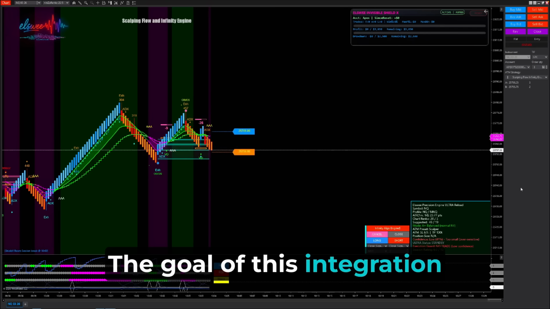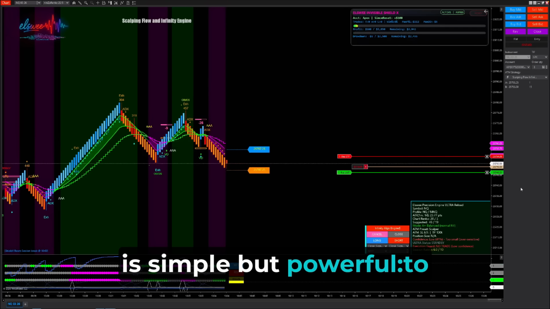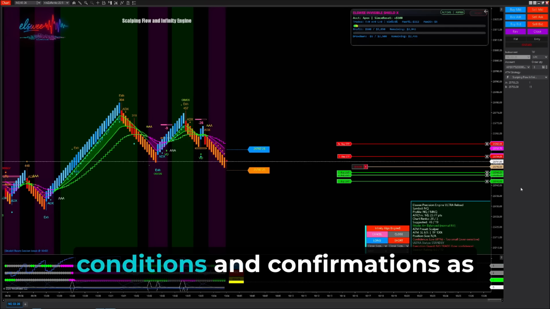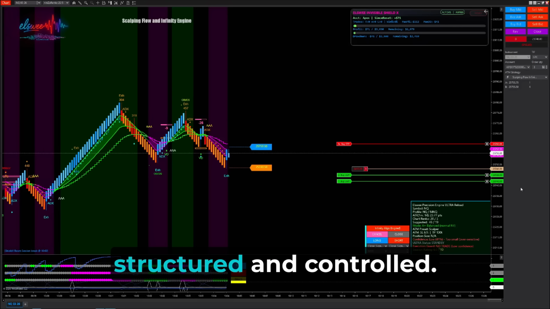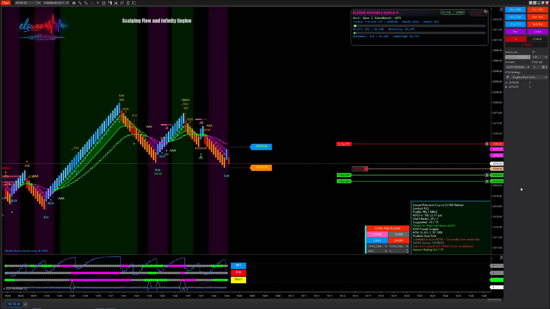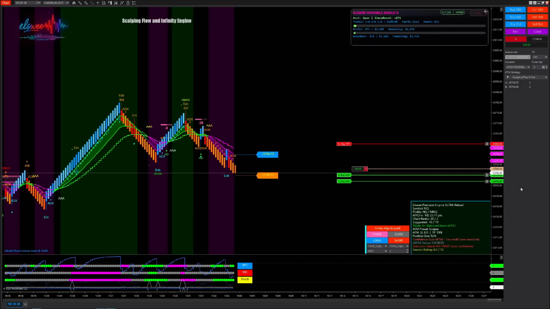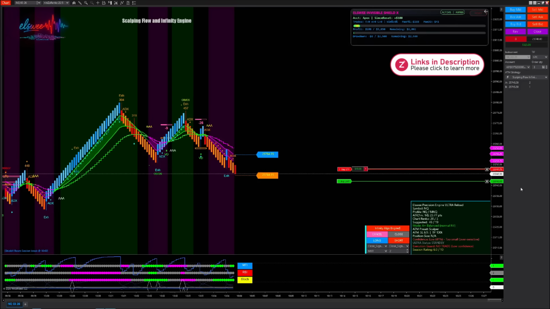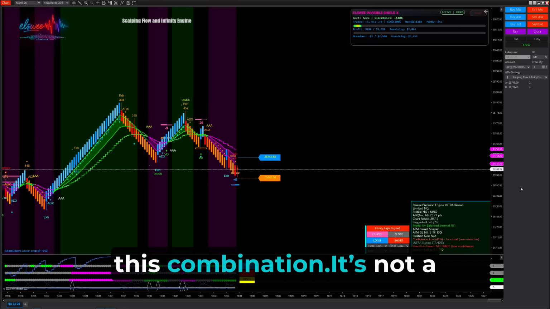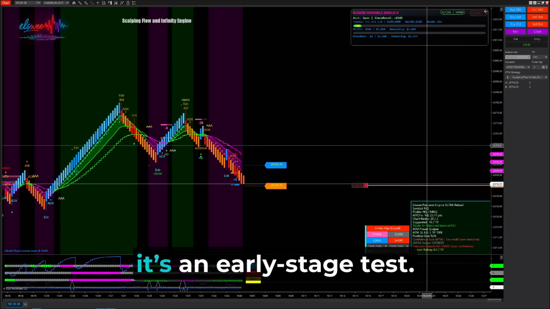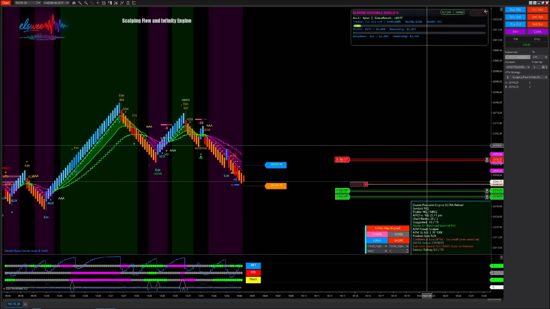The goal of this integration is simple but powerful: to incorporate as many operational conditions and confirmations as possible into the Infinity Engine while keeping execution structured and controlled. This is the first rundown using this combination. It's not a polished or finalized setup, it's an early stage test.